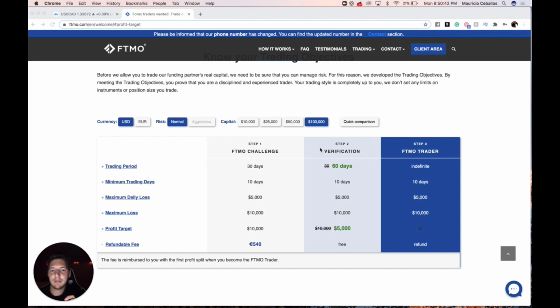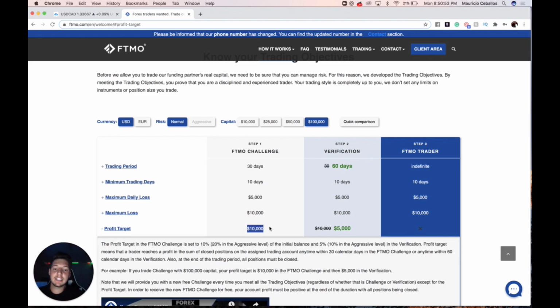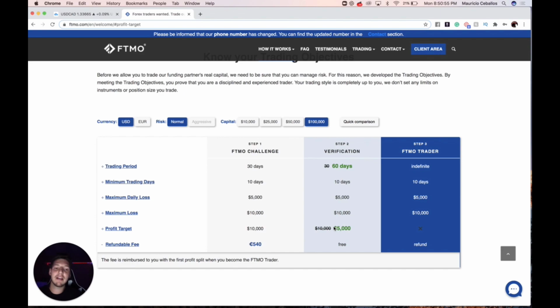The verification stage, here's the trick. It's much easier, but sometimes it's much harder for other people psychologically. Because right here, you'll have double the time. Instead of giving you only 30 days, now you have 60 days with half the effort. And instead of having to do 10%, now you only have to do 5%. So that's the cool thing about this.